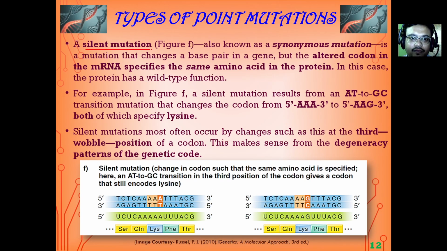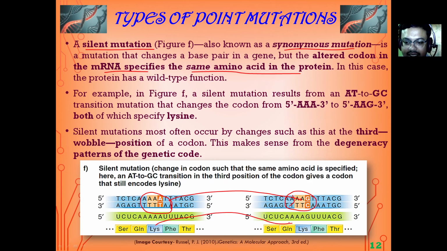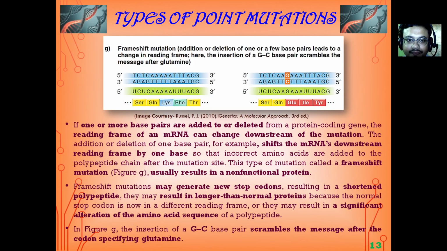Coming to the next type, which is the silent mutation, it is also known as synonymous mutation. Here, the altered codon in the mRNA specifies exactly the same amino acid in the protein. Thus, when this 5' AAA gets changed into 5' AAG 3', the same amino acid, that is lysine, gets inserted in the polypeptide chain, and this occurs at the third wobble position of the codon, and this makes sense due to the degeneracy pattern of the genetic code.